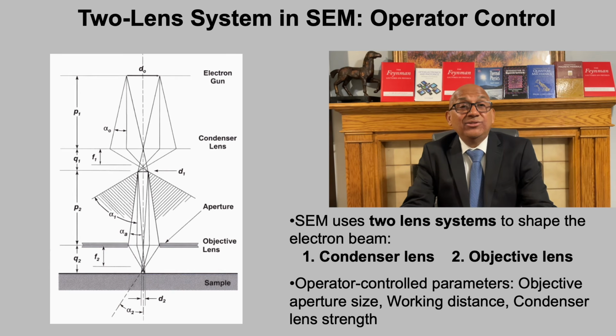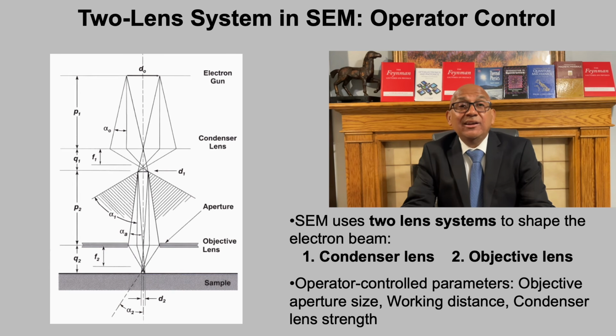That is why these three operator controls matter so much. First, objective aperture size. It sets the maximum accepted ray angle, cutting off high-angle electrons. That reduces spherical aberration contribution, but if pushed too small, it increases diffraction effects. Second, working distance. It changes the objective lens geometry at focus and typically changes the effective convergence conditions at the specimen, influencing probe size and resolution in a very practical way.